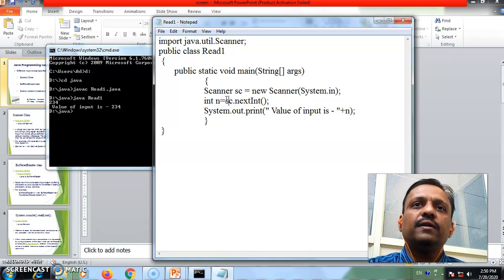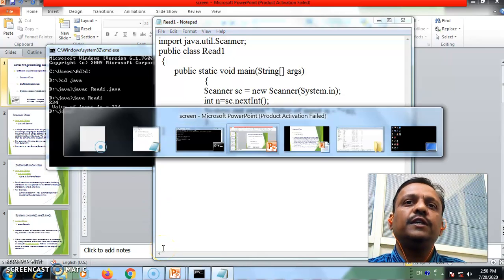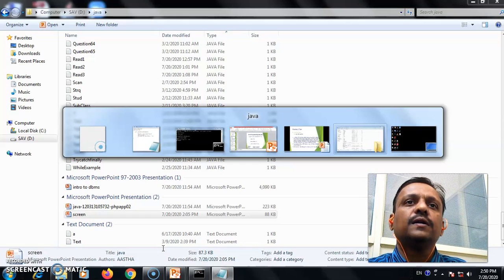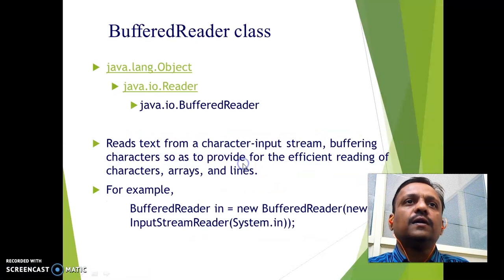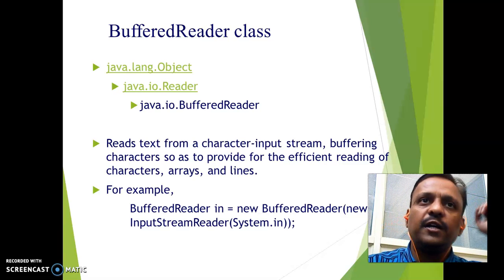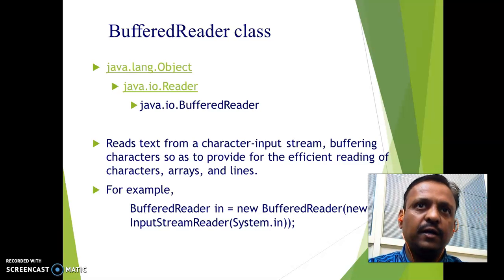So this is the simple program in which we can read an integer value using a Scanner. So the second topic that we have to see is BufferedReader class. So what is the hierarchy of BufferedReader class? It belongs to the IO package, java.io.BufferedReader. So what is the BufferedReader class? As the name suggests, the meaning.